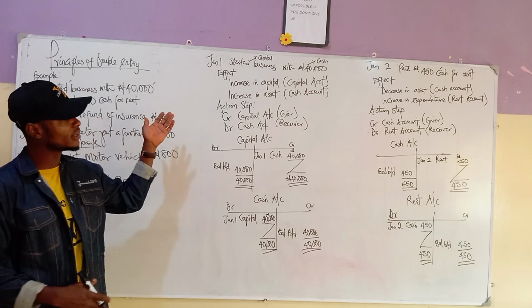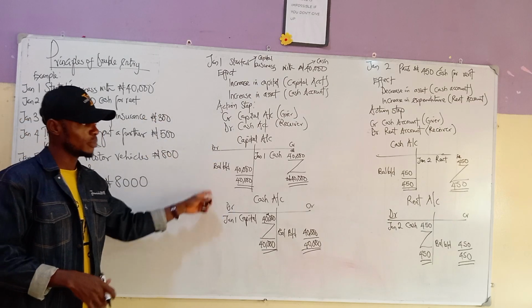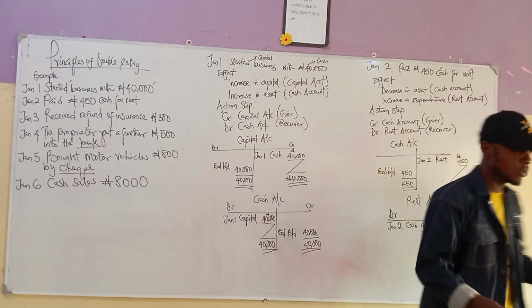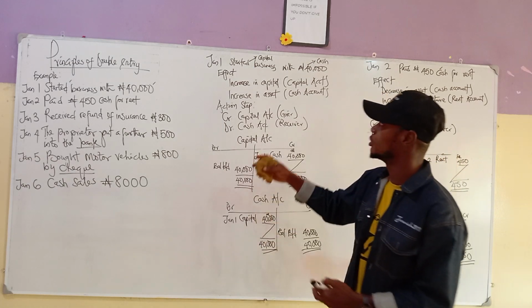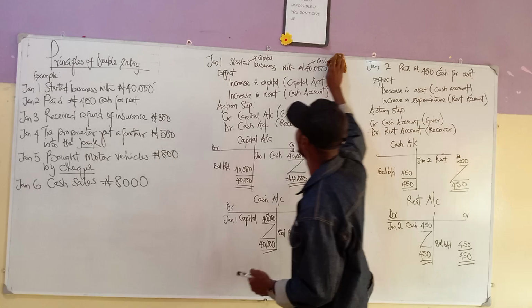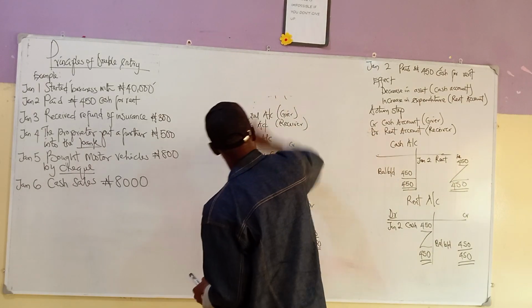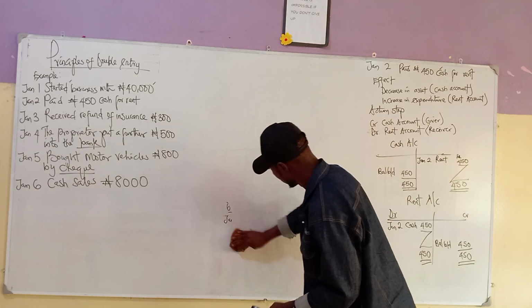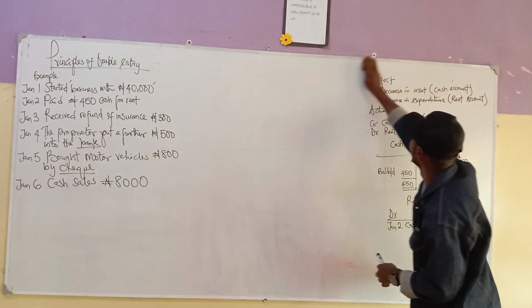Now, do we have understanding of this? We've seen the effect, we've seen the action step or the action required, then we've seen the posting, how it goes into the account. Now, I will want to clean, if it's okay with you guys, so that we can proceed to January 3rd, 4th, 5th, and 6th. I believe we have understanding of this now.